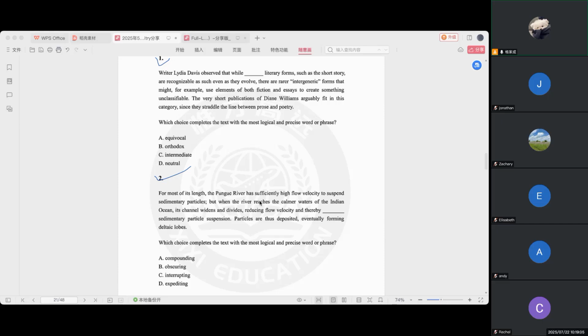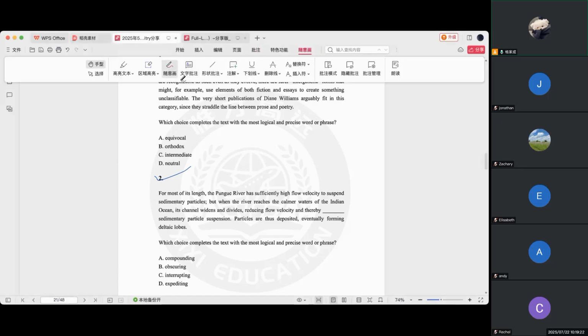All right, so let's talk about these few questions. Here, number one, you need to figure out the logic. And number two, you need to be able to recognize all the vocabs. So if you don't recognize a lot of the vocabs, then you probably need to keep reciting the vocab lists.